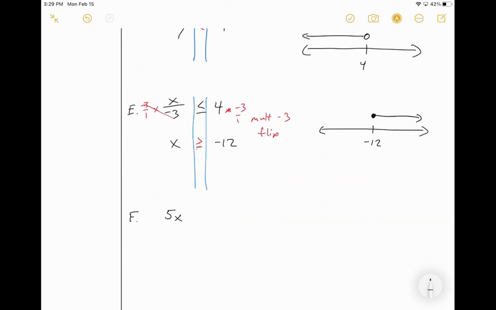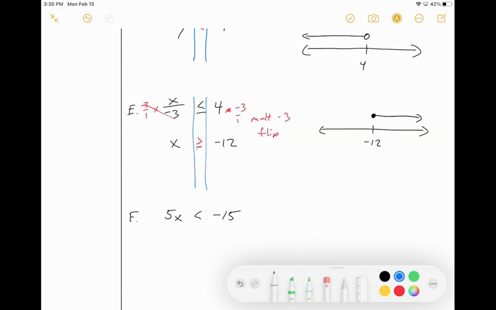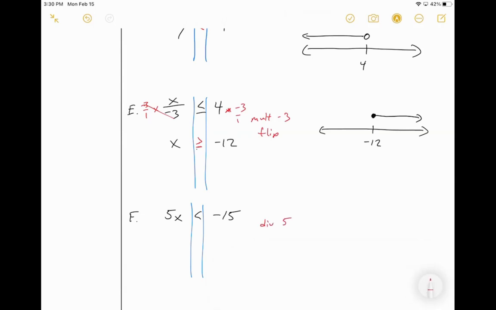5x is less than negative 15. All right, so here we go. We see that. We say, okay, here's 5 times x. So I'm going to divide by 5. X, and that's going to be negative 3. Now here's a question. Do I flip or do I not flip? Well, let's think about it. Again, did I multiply or divide by a negative? Again, not the number that started, not the number on the right side. The number next to the variable, was that negative? Did I divide by 5? Divide by negative 5, right?